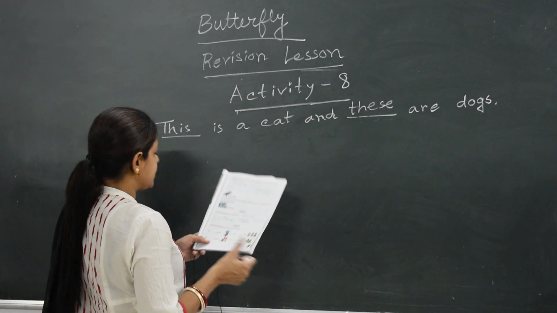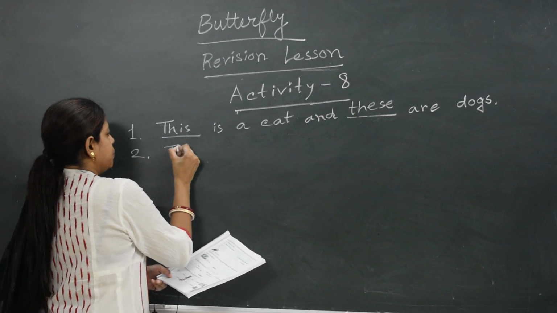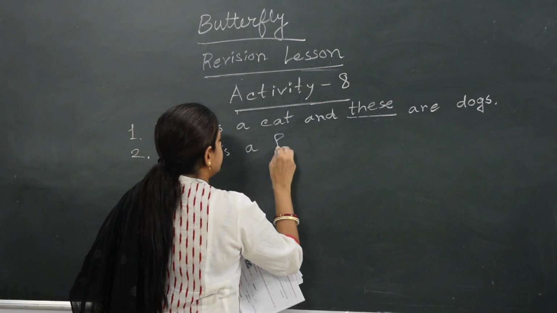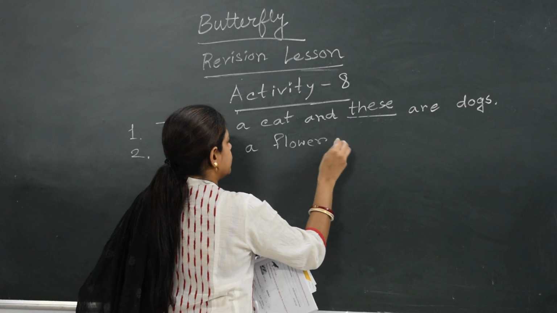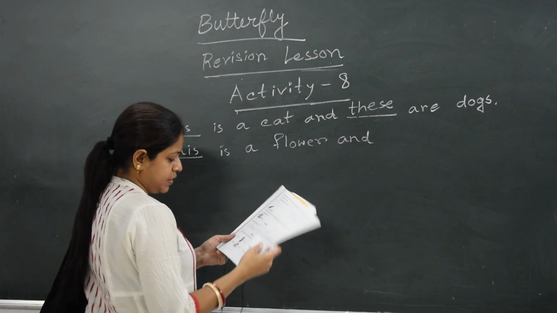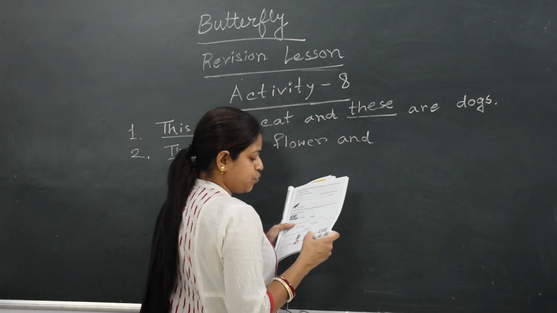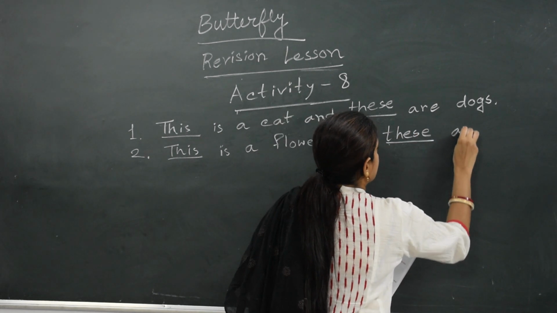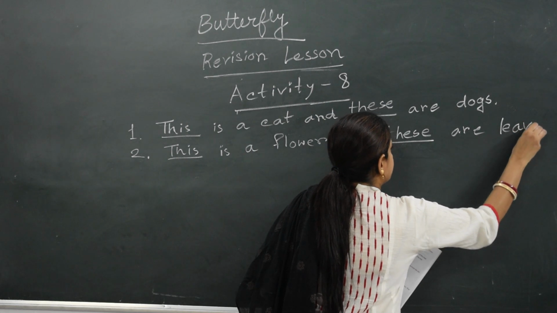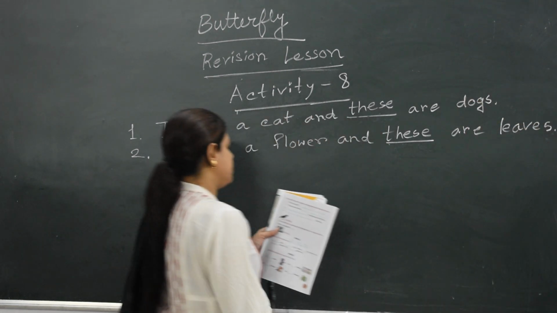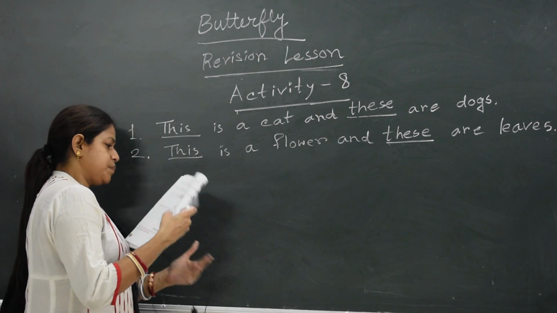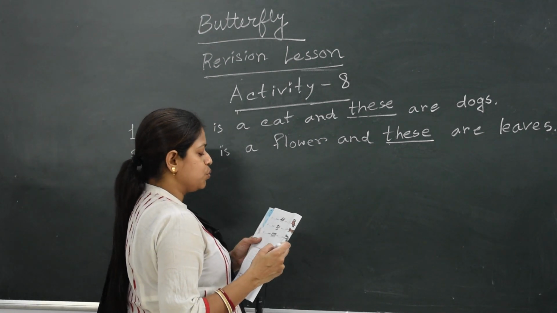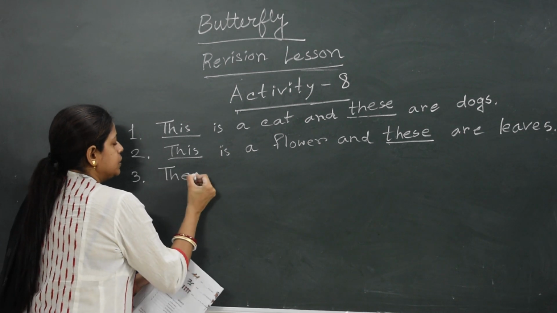Next we can see this is a flower, right? So we are writing this is a flower and dash are leaves. Leaves are 1, 2, 3, 4, 5. 5 leaves are there. So these are leaves, more than one. Next page. Number 3, 1, 2. Birds are more than one. So we will write these are birds.